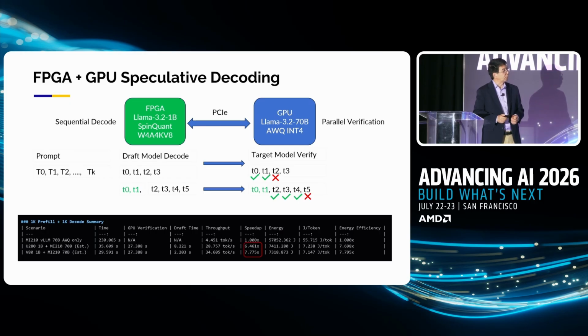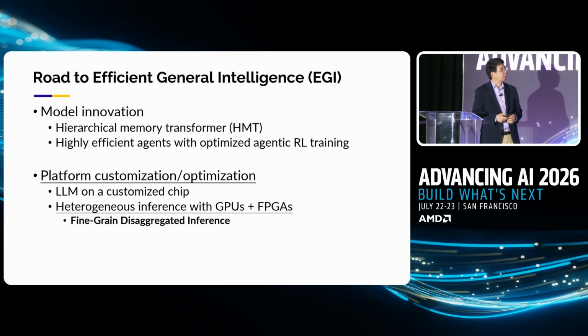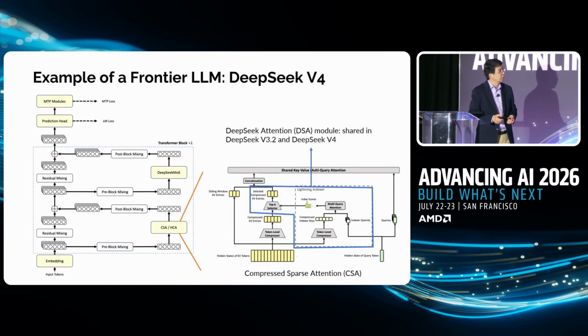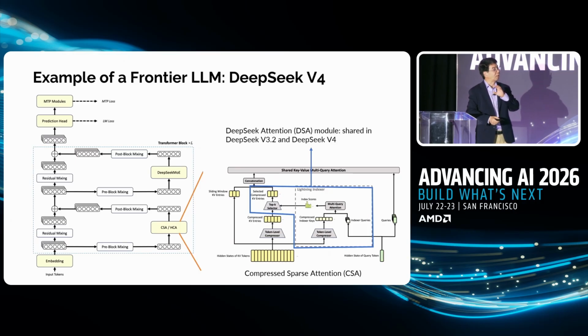And then I want to give you the final example, on further heterogeneous inferencing between GPUs and FPGAs. So this is a fine-grained disaggregated inferencing. So DeepSeek, for example, there's been a flurry of releases of fantastic open source models in the last few months. And for example, you take a look at what DeepSeek offers.